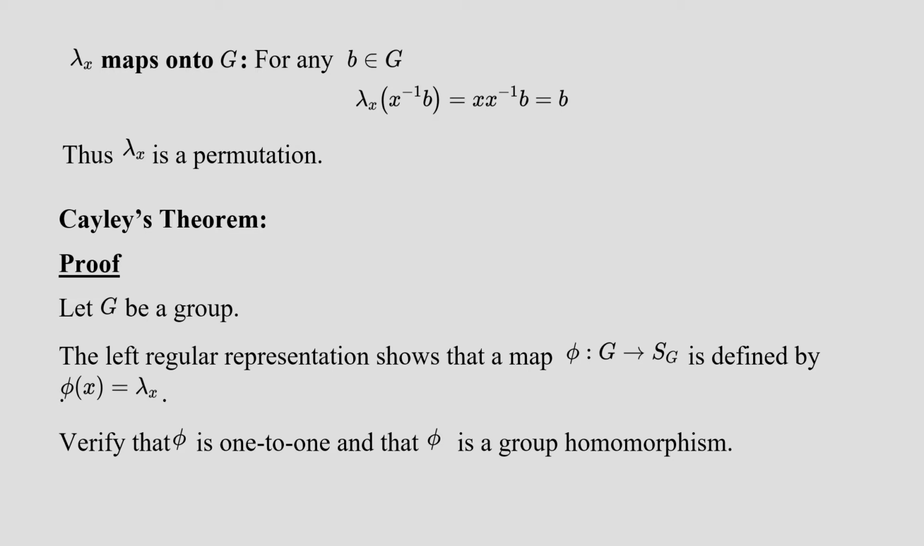We are now ready to prove Cayley's theorem. Firstly, let G be a group. The left regular representation shows that a function phi maps group G to the symmetric group S_G and is defined by phi(x) equal to lambda sub x. Then, to prove Cayley's theorem, we need to verify that phi is one-to-one and that phi is a group homomorphism.